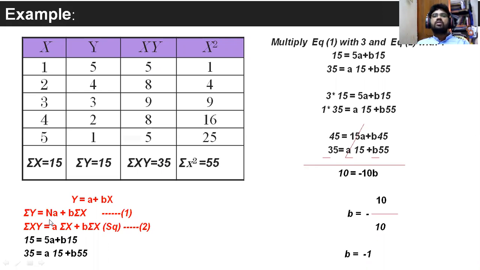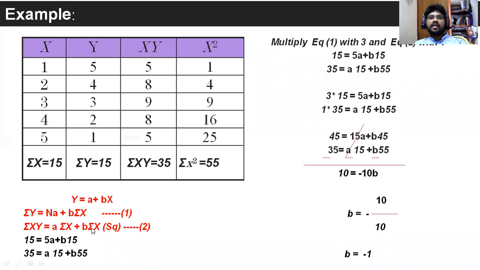Okay. Then is equal to a. As you know, a is an unknown value. So sum of x is already calculated, 15. 15a or a 15, plus b sum of x square. B sum of x square, nothing but, b is an unknown factor, unknown value. The b as it is, I have taken b.